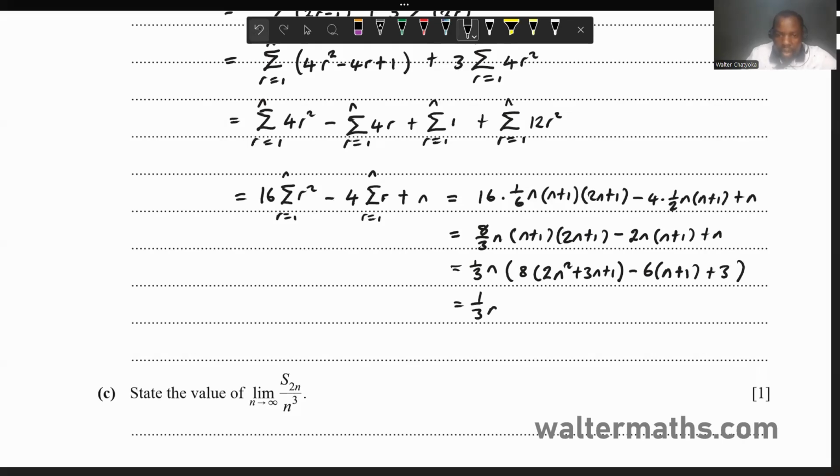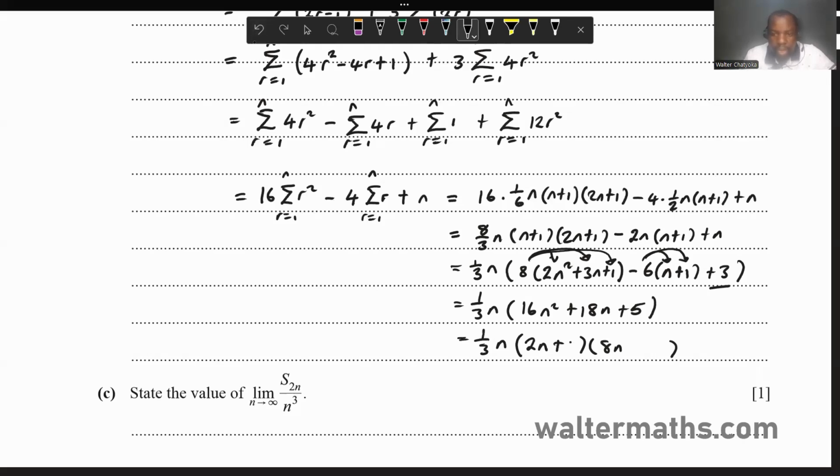So we have a third of n of, and here we get 16n squared. And multiplying this, we get 24n, and 24n minus 6n is 18n. Then 8 times 1 is 8, and 8 minus 6 is 2, and 2 plus 3 is 5. So plus 5. So that's a third of n of this. Factorizing this, we get 2n and 8n for this product, and we'll have 2n plus 1 and here plus 5, so that these give us a product of 5. So what we now have is the answer.